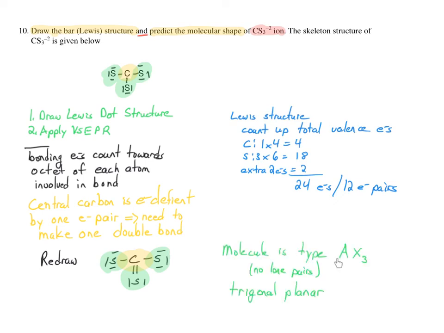The molecule is of the type AX3, i.e. the center atom has 3 bonding regions and 0 non-bonding regions. Therefore, its electron pair geometry is the same as its molecular geometry, trigonal planar.